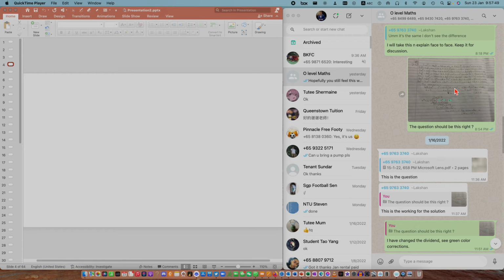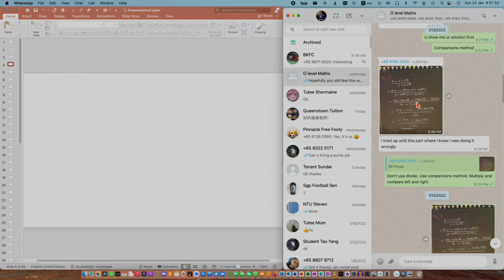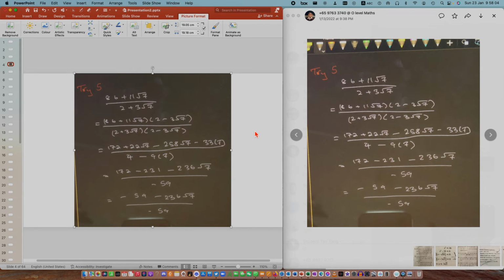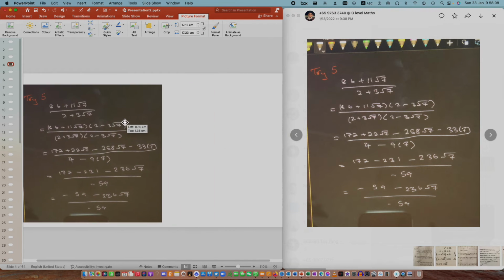Anyway, so let's talk about this third question first. Okay, this question, right? Actually, your answer is different from the given answer. Your answer is different from the answer given, right?